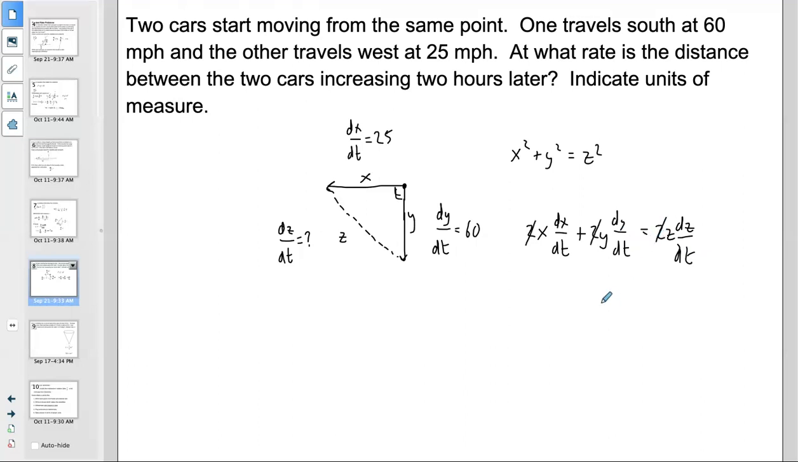And I know a lot of these things. I know dx dt is 25. I know dy dt is 60. I know I'm trying to find dz dt, so I don't need to know that yet. But the other things that appear in this little equation are x, y, and z. And this is where the 2 hours later comes into play.